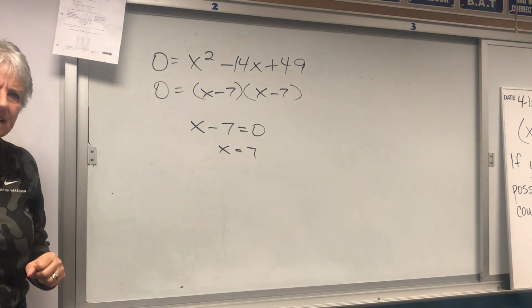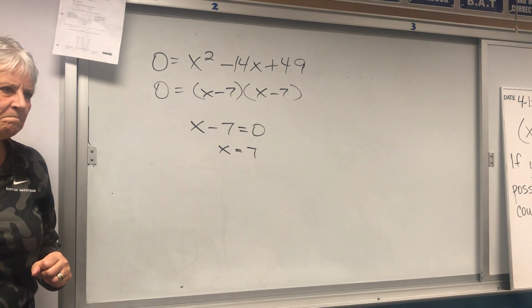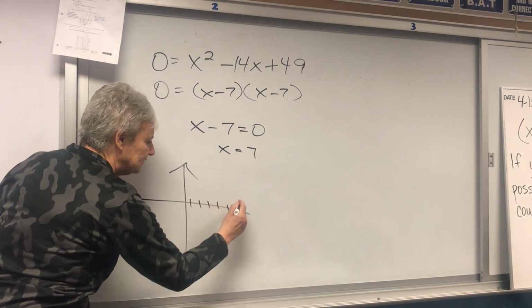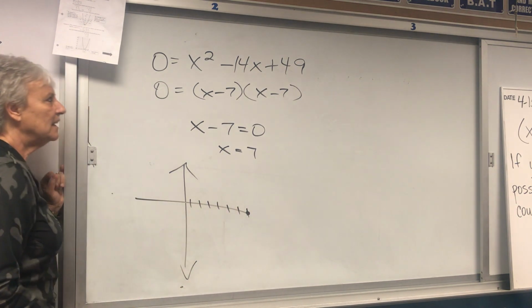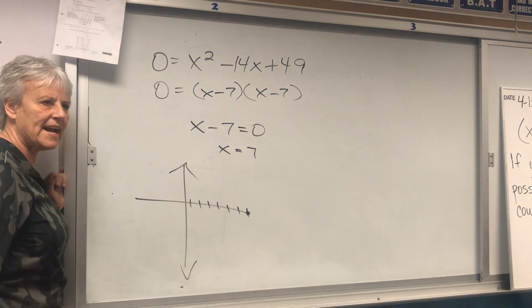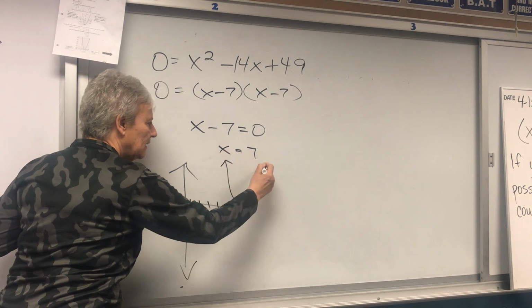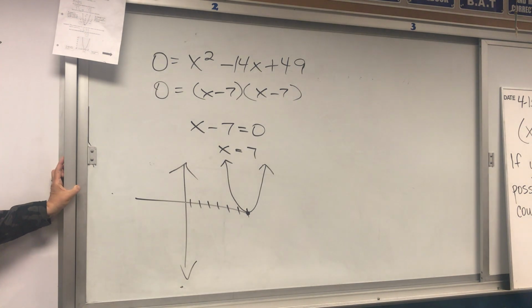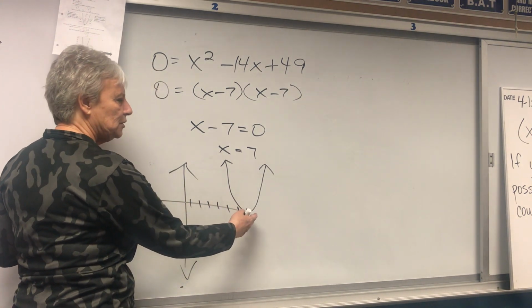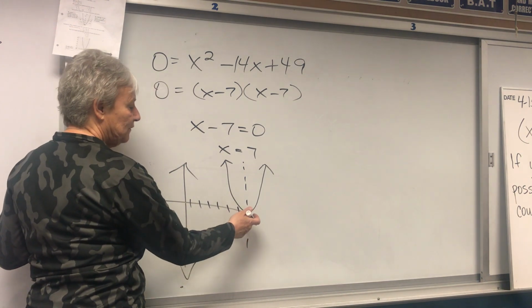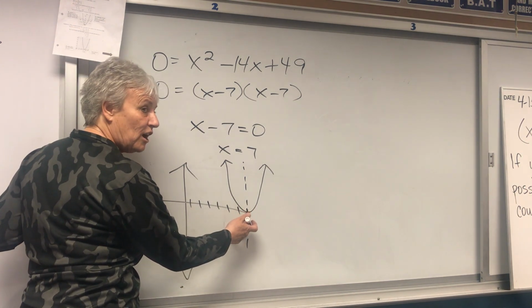What do you think that means? It only crosses once. 1, 2, 3, 4, 5, 6, 7. Does it go up or upside down? Up. There's your parabola. Now, the axis of symmetry is obviously going to be 7. The vertex is 7, 0.